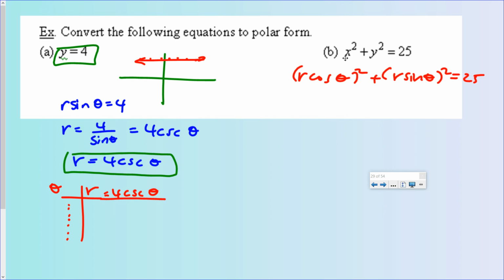Oh, isn't x squared plus y squared equal r squared? So you could do that. Are these the same? It should be. Well, let's see. What if I squared this? Wouldn't this be r squared cosine squared theta plus r squared sine squared theta equal 25? What if I took out the r squared?